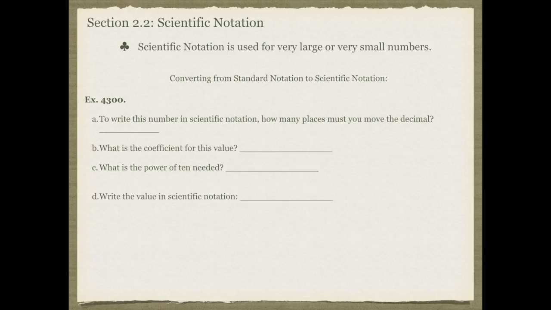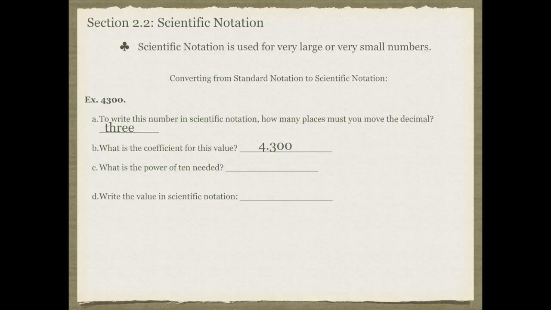Here I have 4,300. Notice there's a decimal place after the 4,300, and that's to take care of significant figures, which is a concept that we'll cover very shortly. That just means that I'm going to include the zeros in my answer. So to write this number in scientific notation, remember the number has to be between 1 and 10. So it has to have only the ones place, no tens place. So how many places must you move this decimal? Well, I have to move it over 1, 2, 3 times to make it 4.300. So that's 3 places.